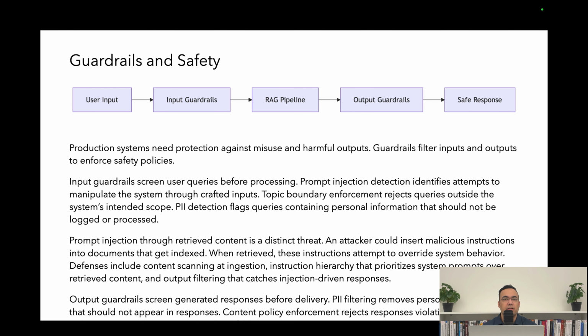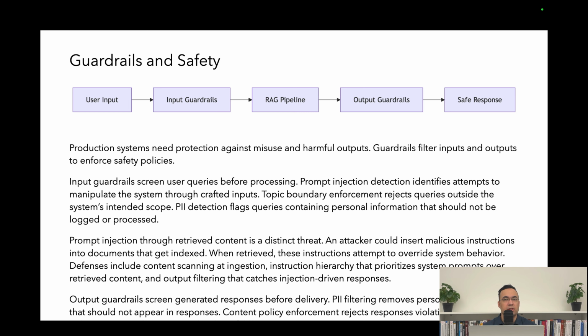Let's talk about protecting the production systems against misuse. Input guardrails screen the user's query before processing. Prompt injection detection identifies manipulation attempts. Topic boundary enforcement rejects out-of-scope queries. PII detection flags queries containing personal information.